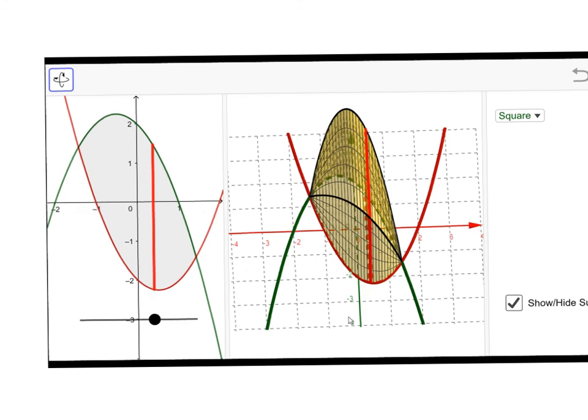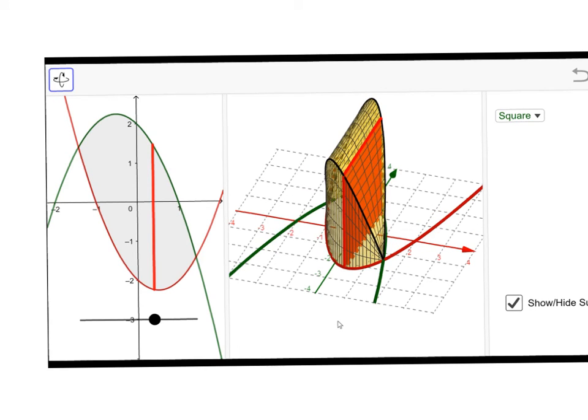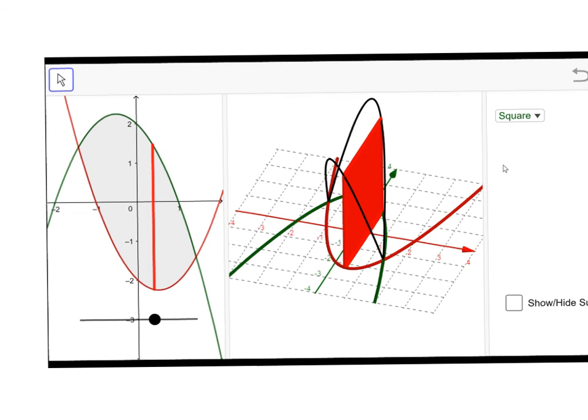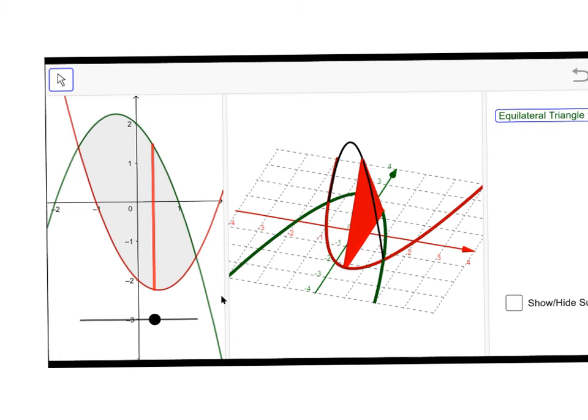Okay, so notice what we're doing here. And the best part is that we don't even have to visualize it. Now with technology, we can have the visualization. So I think it's worth it. Now, suppose each cross section, instead of being a square, was an equilateral triangle. All right, let's look at that one.